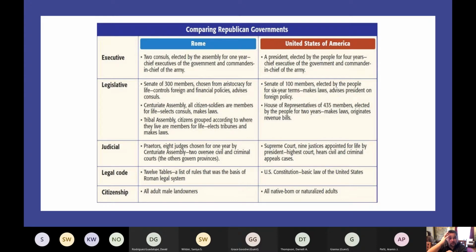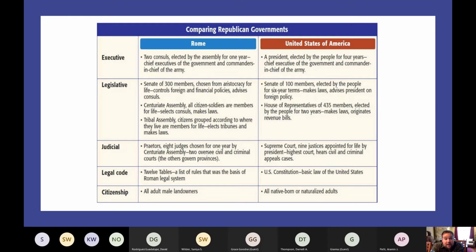The legislature or legislative branch in Rome was a Senate made up of 300 people that were chosen by the wealthy. And then they had an assembly that was made up of the everyday citizens, okay? In the United States, we have the Senate also, but ours only has 100 members. And then we also have the House of Representatives, which is 435 members, okay? There's a judicial branch in Rome, right? The courts. Those are praetors, judges, magistrates, some of them. And they are chosen by the assembly. In the United States, we have a Supreme Court that's appointed by the president and approved by the Senate.